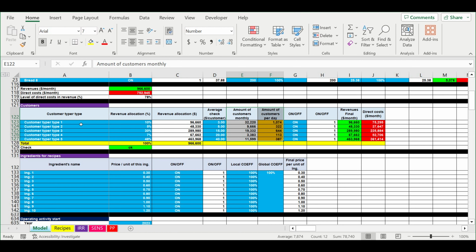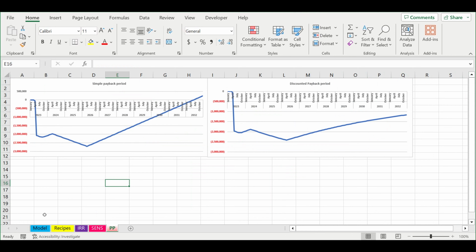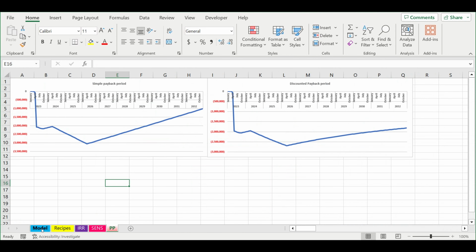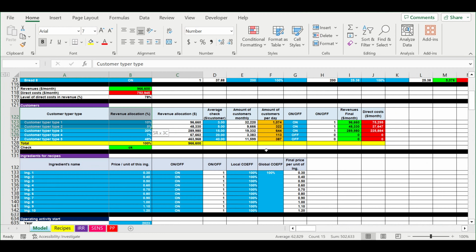If we see that the amount of customers per day of this or that type is too high, we can reallocate the revenues, play with the average check value, or we can completely switch off this or that type of customer from calculations and see how the project cash flow is affected without this type of customer. Maybe we are too optimistic with it. This will give you a huge portion of new information about your business idea.